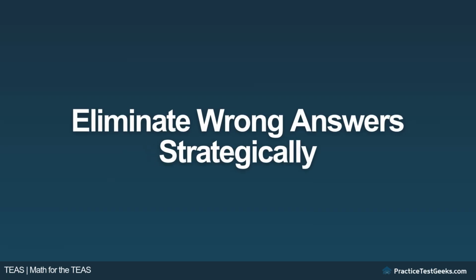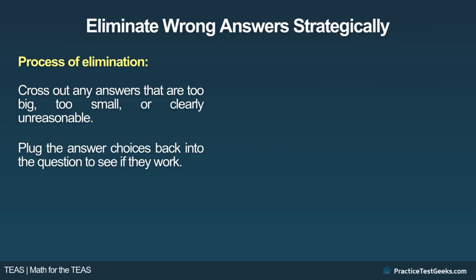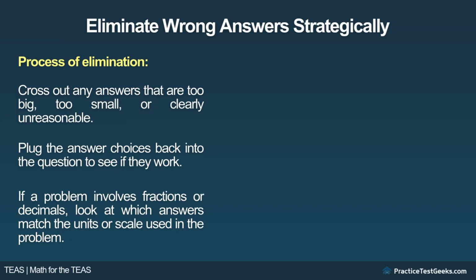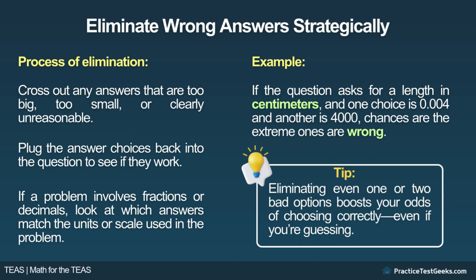When you're unsure of the answer, don't panic. Eliminate the wrong ones first. Start by crossing out any answer choices that are clearly too big, too small, or don't make sense in the context of the question. Then, try plugging the remaining choices back into the question. See which ones actually work. Pay attention to units and scale, especially with fractions and decimals. If a question asks for centimeters, and one option is 0.004 and another is 4,000, those extremes are probably wrong. And remember, even eliminating just 1 or 2 bad answers improves your chances of getting it right, especially if you have to guess.